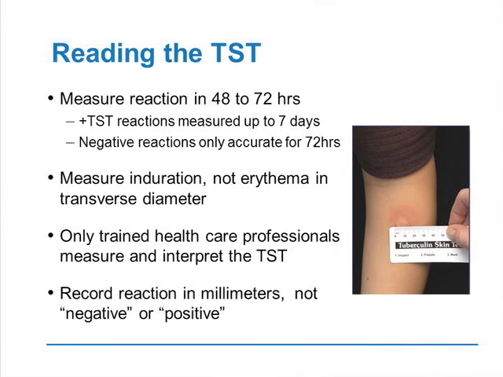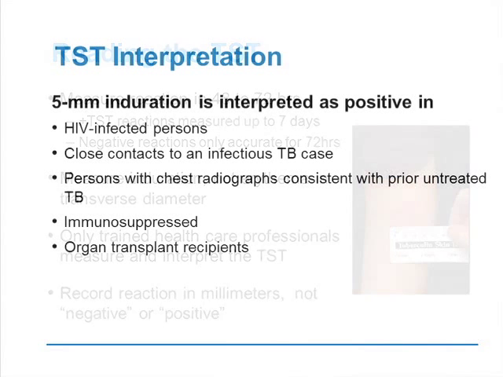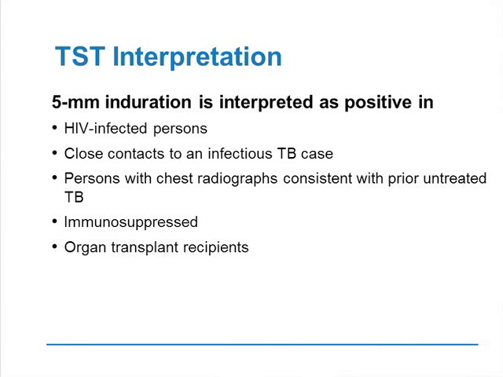The reaction should be recorded in millimeters and not as a positive or a negative. What is positive or negative depends on your particular population or the patient's population. So for instance, recent CDC guidelines have changed the targeted numbers to have what we call targeted testing, meaning high-risk individuals have a lower degree of positivity. So 5 millimeters and above is said to be positive if there's induration on the skin.